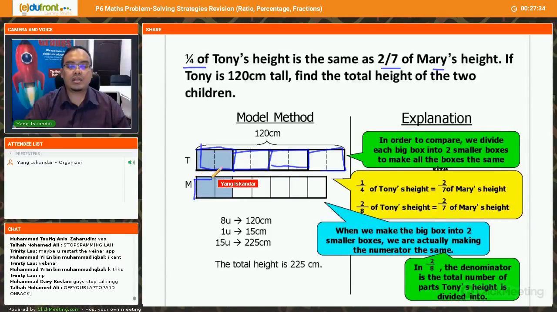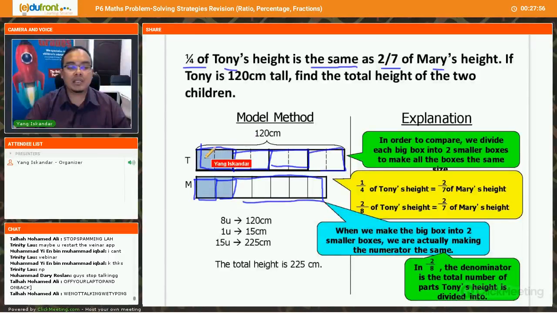So this is 1, 2, and the remaining 5: 1, 2, 3, 4, 5. So 2 out of 7. So 1/4 of Tony's height is the same as, the same as means equal to, 2/7 of Mary's height. So you see the part which is the same is shaded in blue here. This part here and this part.